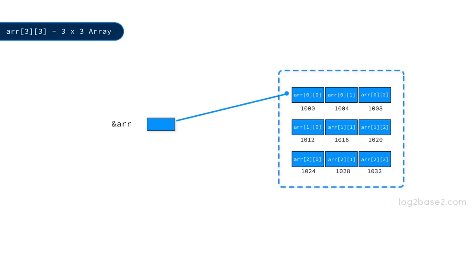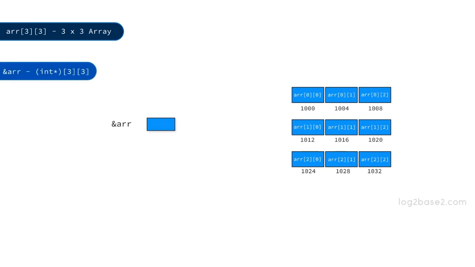Here, it is a 3x3 array. So, &ARR is a pointer to the whole 3x3 array. And we can denote &ARR as a pointer of type int (*)[3][3]. It simply says &ARR is a pointer to a 3x3 integer array. So, the base address of the 2D array is 1000. So, &ARR value will be 1000.